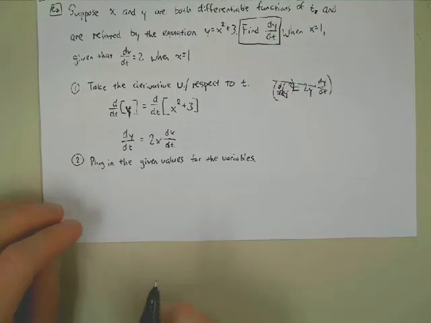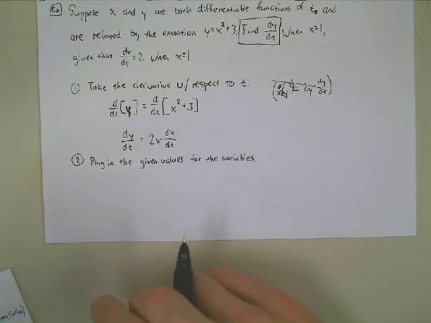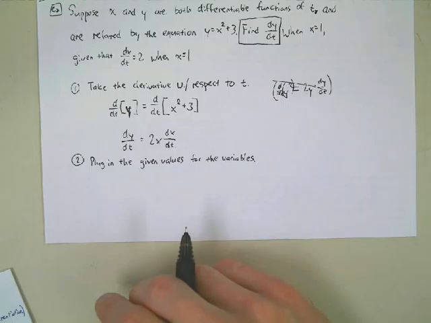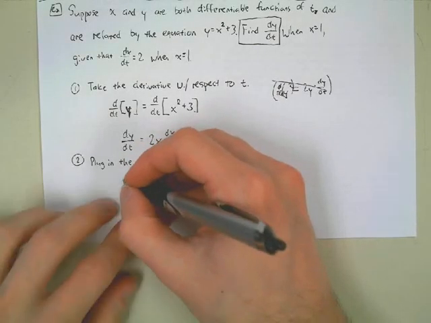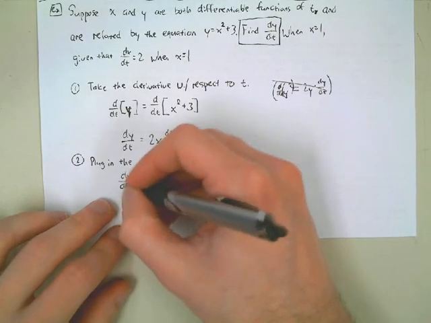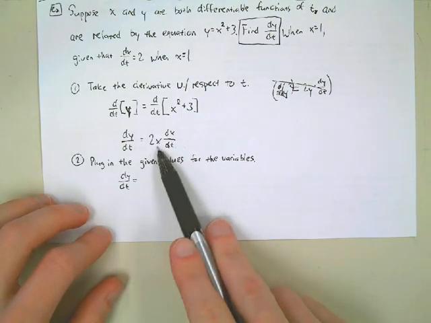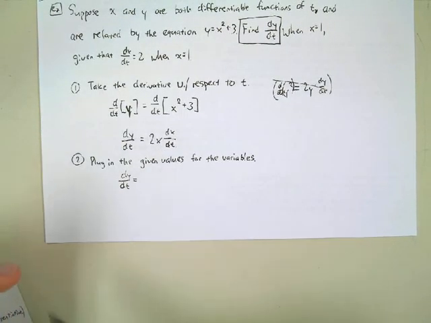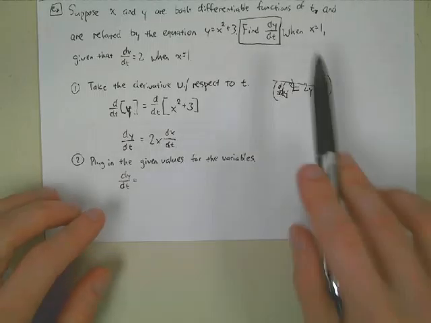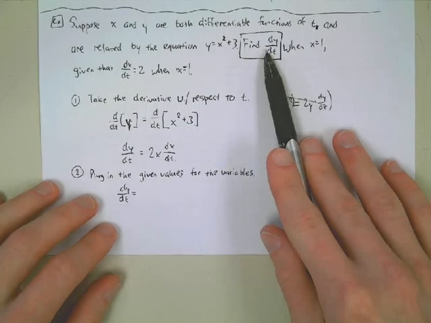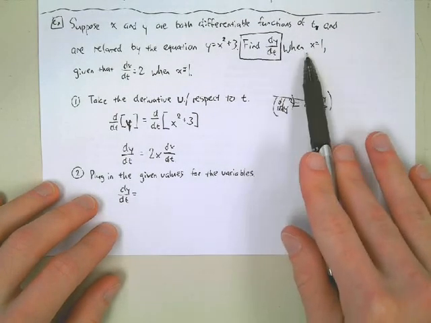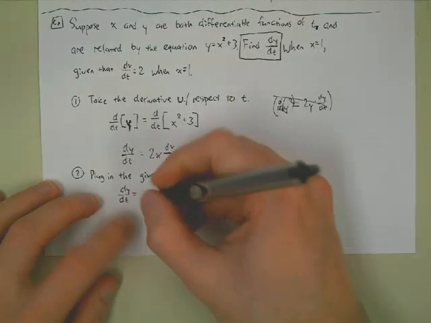All right, so let's see here. dy/dt, that's what I'm solving for, so I'm going to leave that. Is there anything I can plug in for x? 1. Yeah, so it's 1. Why do we want to plug in 1? Well, it says we want to find dy/dt when x equals 1. So we'll plug in 1 for x.